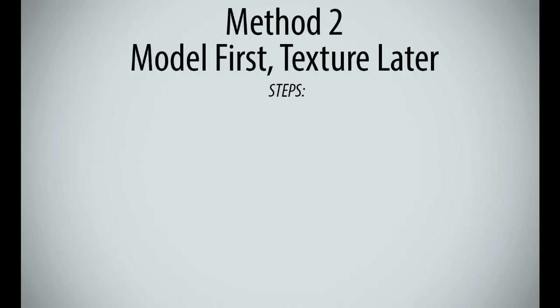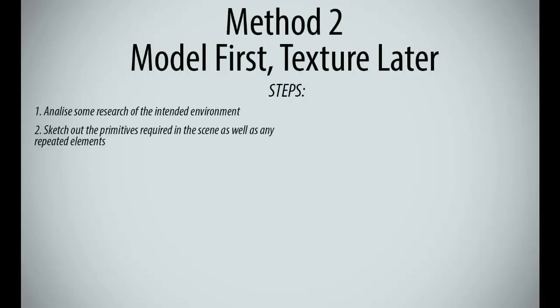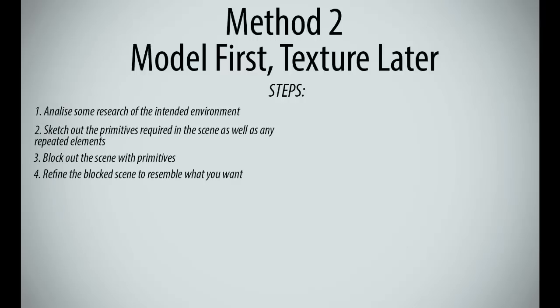So this one here, we start with the same process. We'll analyze our research, we sketch out some primitives and any repeated elements. So that's where we go in and we figure out what the models are in the scene, where we can repeat things and such like that. Then we go through and we block out the scene with some primitives. We refine the block scene to resemble what we would like it to look like, similar to how you would imagine a previs environment.